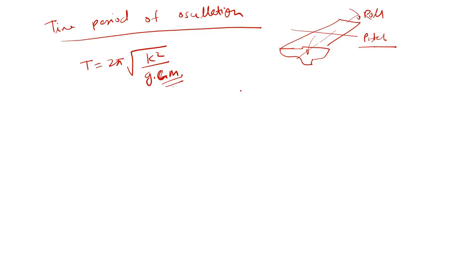Okay. And what is k? K is nothing but the radius of gyration. What is it? Square root of I upon A. I is the area moment of inertia for that rotation, either pitch or roll, and A is the corresponding surface area. Okay, so this is the way to calculate the time period of oscillation for this case.